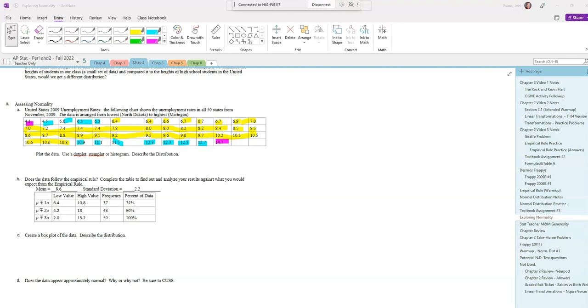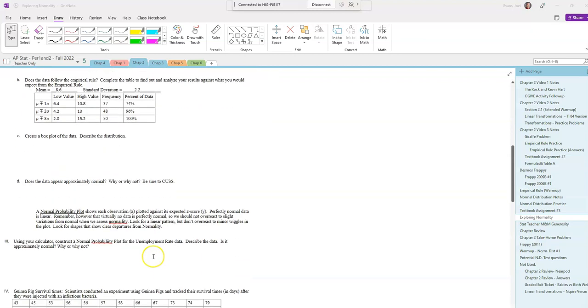It's symmetric, the mean and the median are close to each other, and by doing that analysis with that little chart, that two-way table I just completed, you show that it follows the empirical rule, or at least kind of closely, if not exactly right. So that's the way we determine if something is approximately normal.